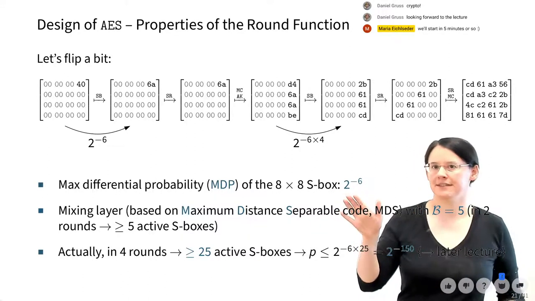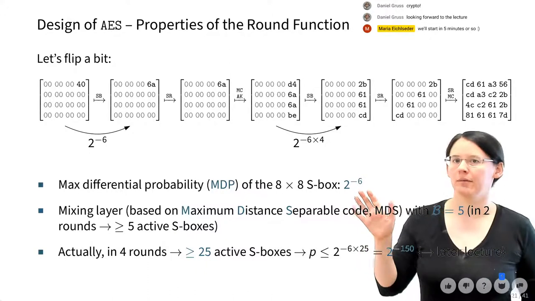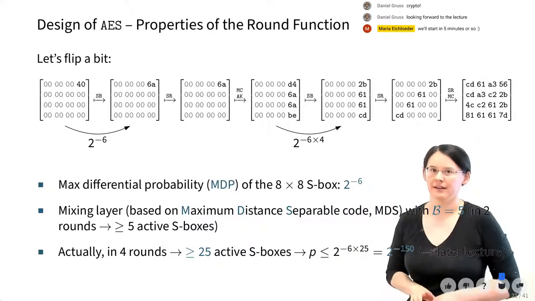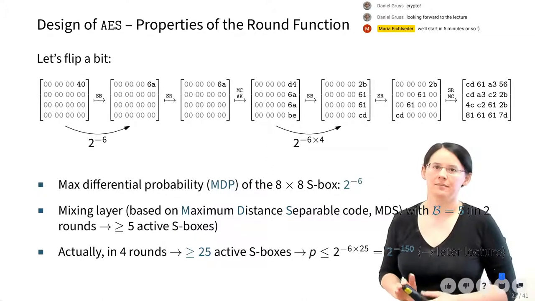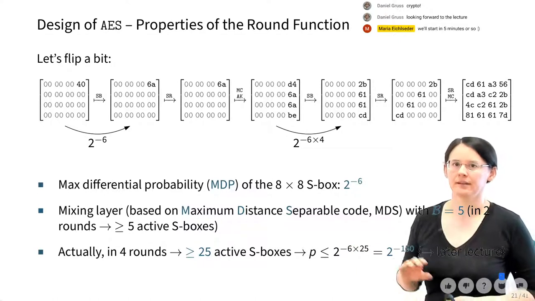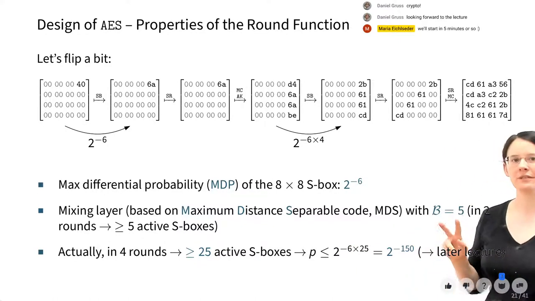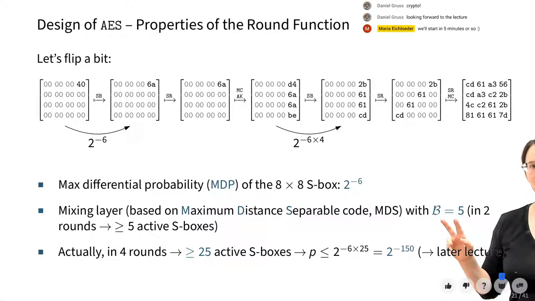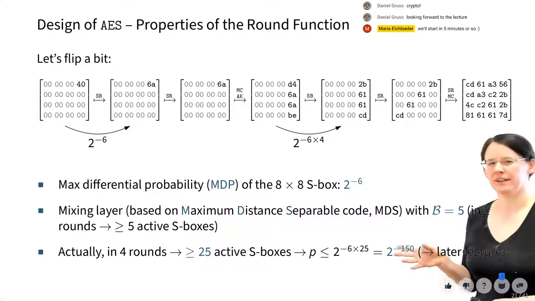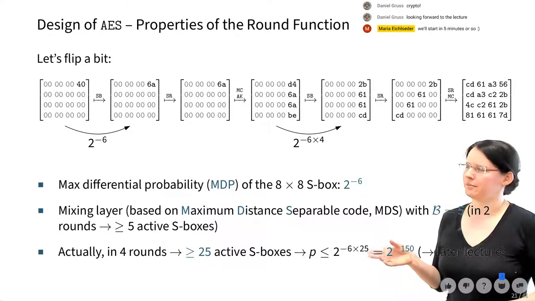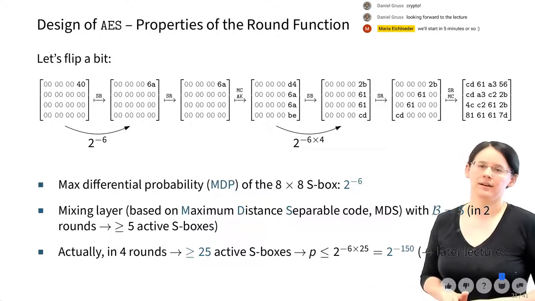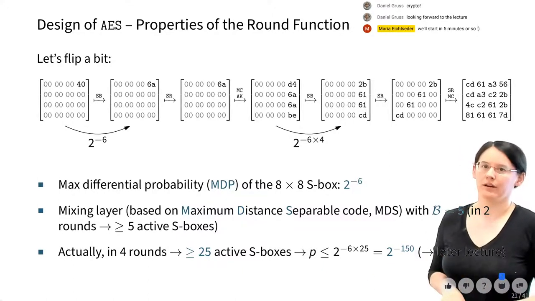Since 2 to the minus 6 is the best possible probability here, and we actually have a mixed column step that satisfies this best possible branch number of 5, this means we have at least 5 active S-boxes in 2 rounds. And what we can show, and what I think Markus will explain to you next week, is how you can extend this to an even better bound for 4 rounds.